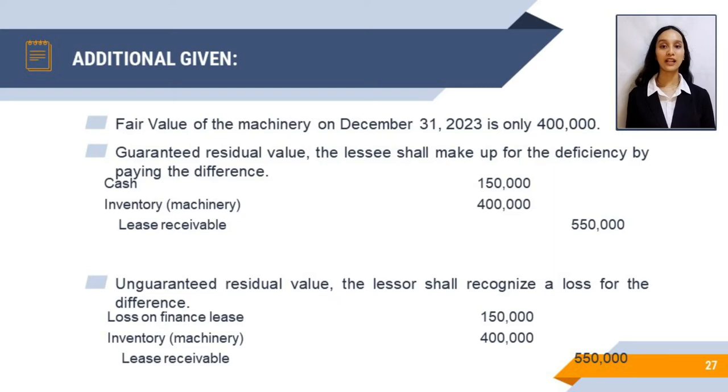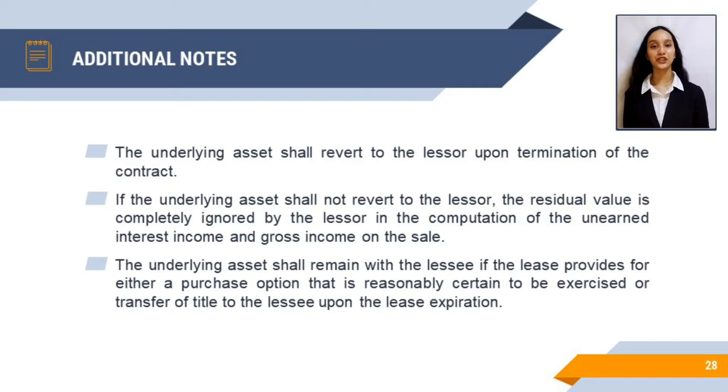So, under ng return of asset to lessor, ito ang mga additional notes to remember. First is the underlying asset shall revert to the lessor upon termination of the contract. Ibig sabihin, from our discussion, kapag na-expire na ang contract, ay babalik na kay lessor ang inventory kung ito ang napag-usapan ni lessor at ni lessee.